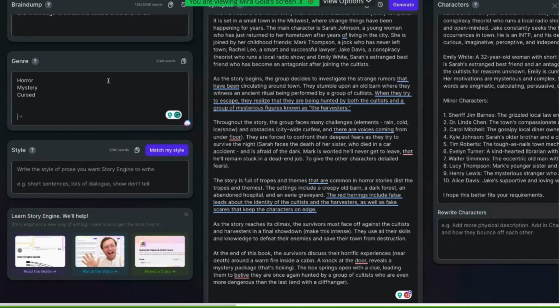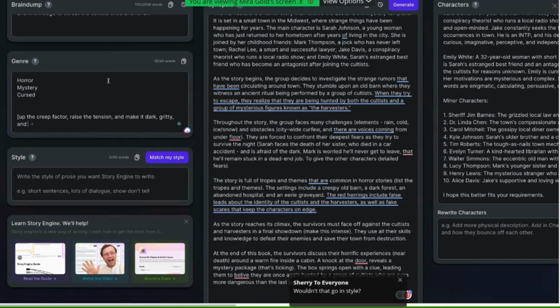Now I know that these are not genres, but I am going to put in here a specific note to up the creep factor, raise the tension, and make it dark, gritty, and we can make it bloody too. Let's see what it does.